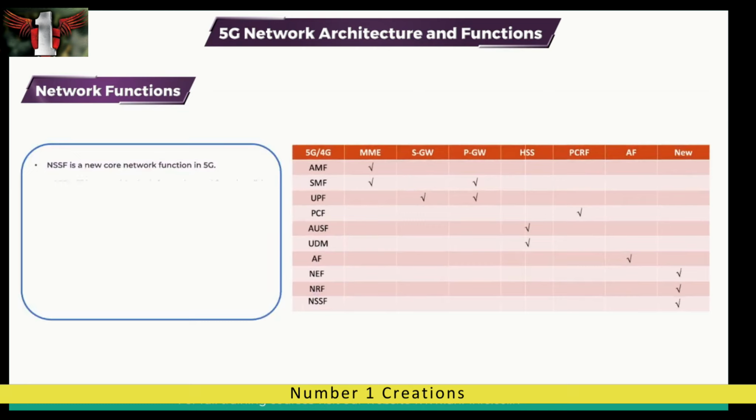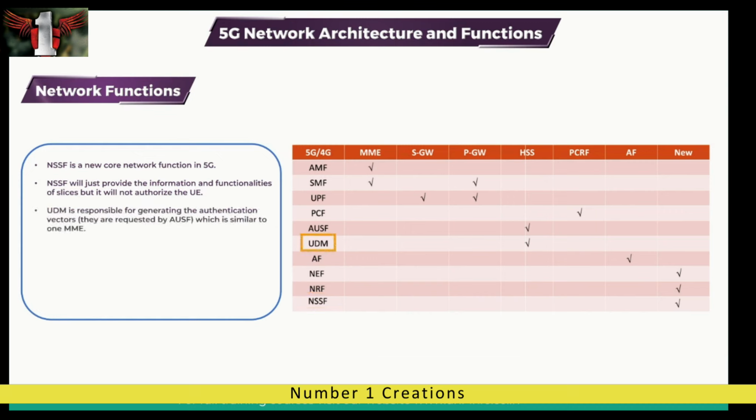At this point, NSSF will just provide the information and functionalities of slices, but it will not authorize the UE. AMF will be responsible for authorizing the UE depending on the subscription information, which will come from UDM. UDM is responsible for generating the authentication vectors. They are requested by AUSF, which is similar to one in MME. However, it does this using the subscriber profiles that are stored in UDR.